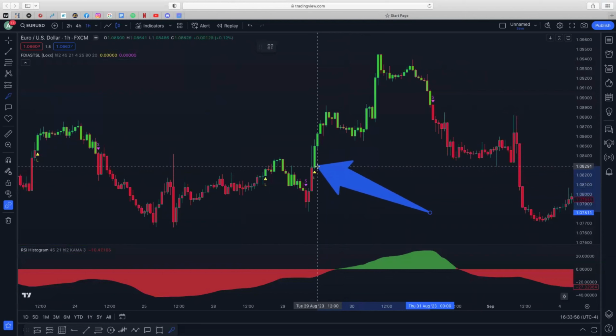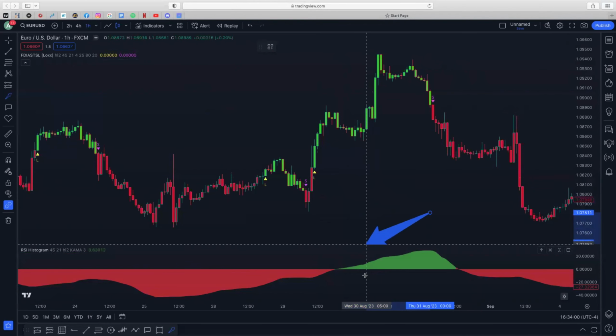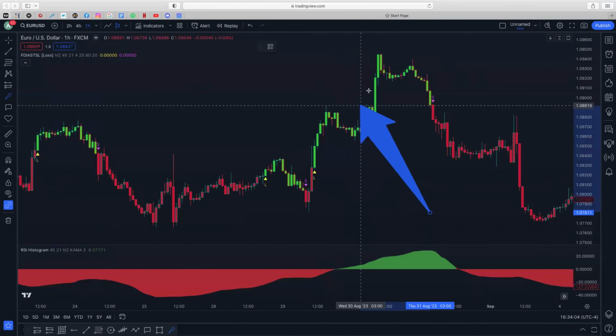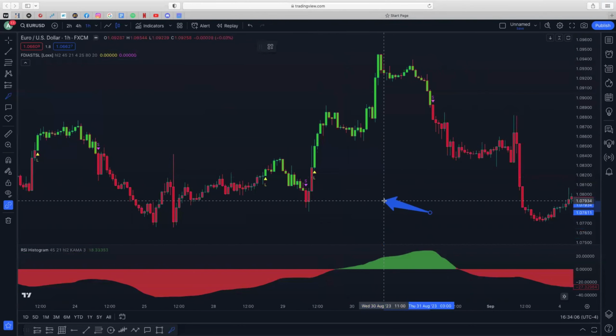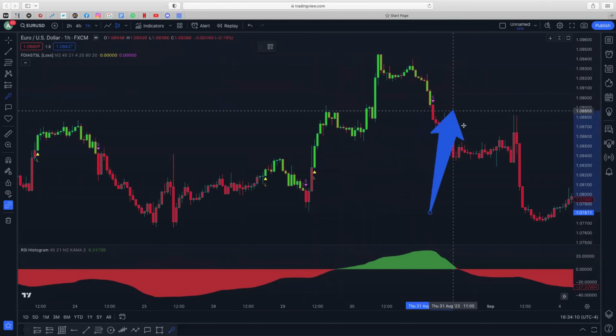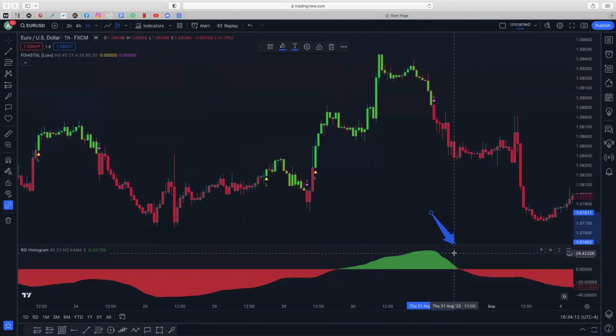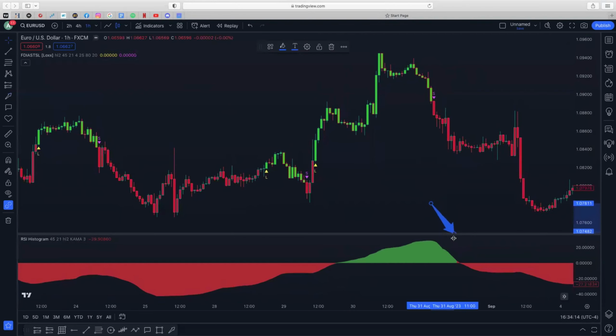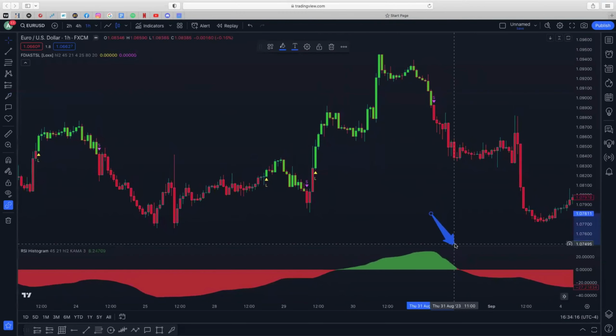So you want to make sure that when the L appears, you look at the histogram. If it's green and above the 50%, then you have a potential buy trade to the upside. Same thing for the red. If the S appears for a sell, you check the histogram, and if it turns red and below the 50%, then you have a potential sell trade to the downside.